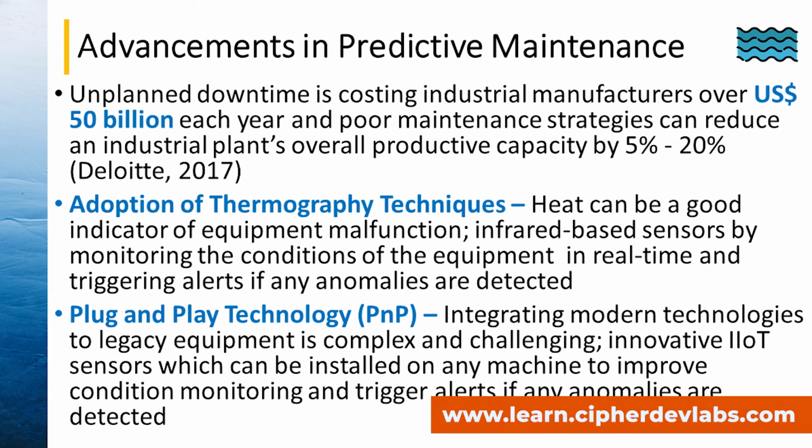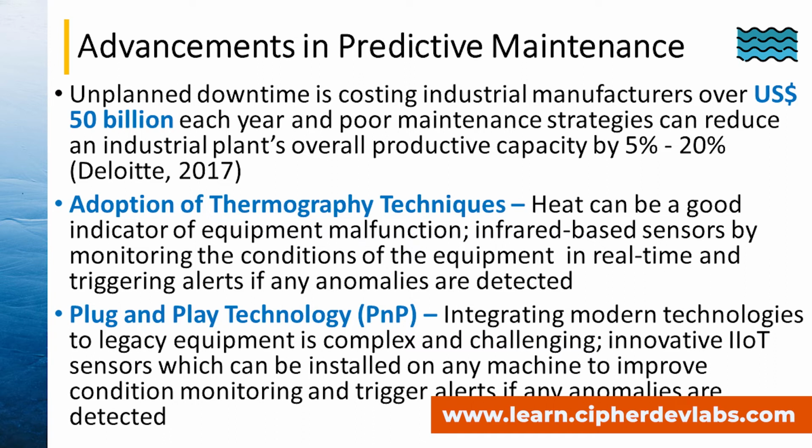So it's estimated that unplanned downtime is costing industrial manufacturers over $50 billion each year, and poor maintenance strategies can reduce an industrial plant's overall productive capacity by 5 to 20%. And also there are new trends coming up, for example, things like adoption of thermographic techniques. So heat can be a good indicator of equipment malfunction, and also infrared-based sensors by monitoring these conditions of the equipment in real time and triggering alerts if any anomalies are detected.